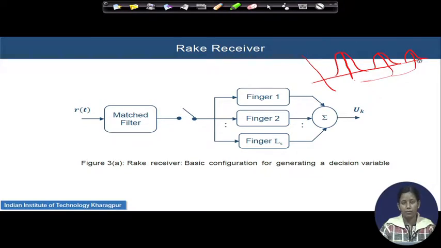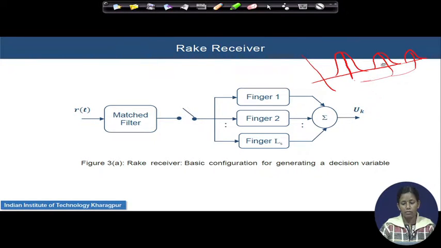So, how will you keep on changing the finger size if you deploy the Rake receiver with a fixed number of fingers? How can you vary the number of fingers in a practical circuit is a very big question. What we do is try to define the significant number of multipaths. Multipaths may be enormous in number, but significant multipaths means those having a significant amount of power.